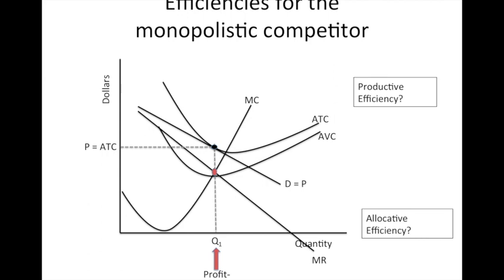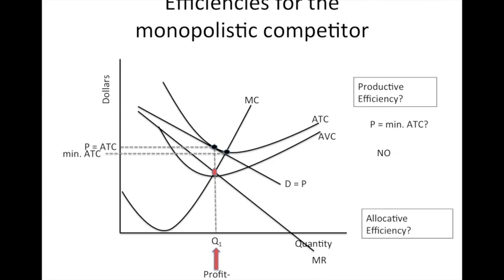In order for them to be achieving productive efficiency, the price that they are charging would have to be equal to minimum ATC. So if we look at this monopolistic competitor in long-run equilibrium, we can see that here's the price that they'd be charging, and yet here is the minimum ATC level, and so you can see that the price they're charging is not equal to minimum ATC, and therefore, no, they will not achieve productive efficiency.